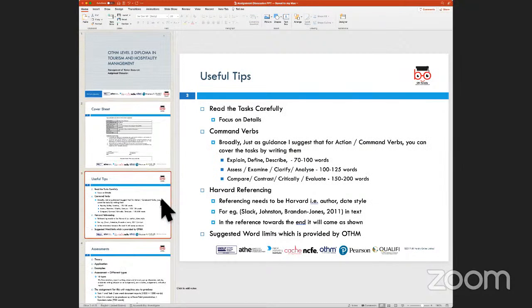As I've discussed in the previous discussions, what you would normally do is, before you start the assignment, I would suggest that you read the assignment brief at least 2 times.